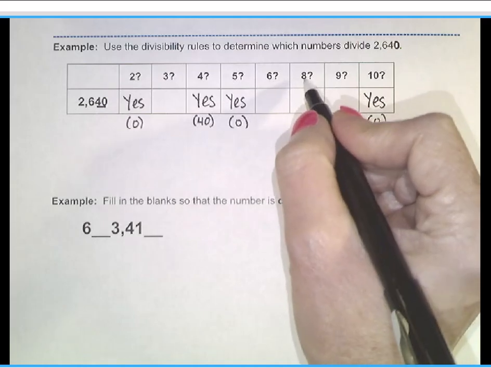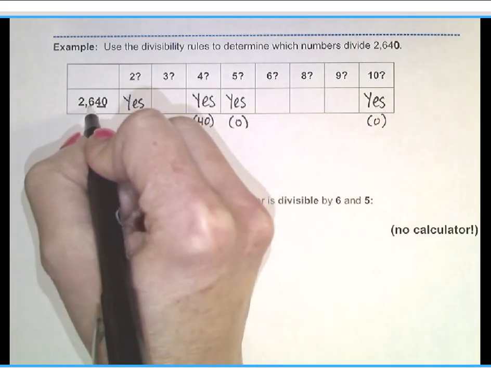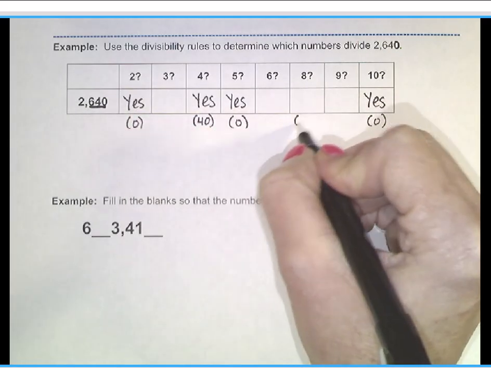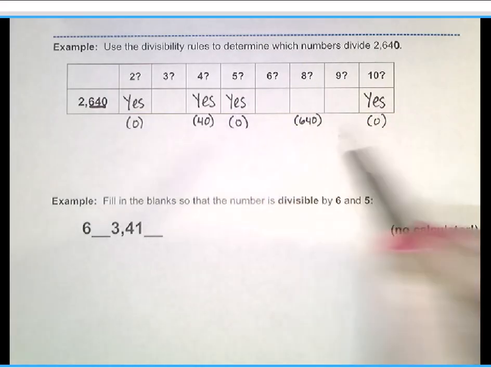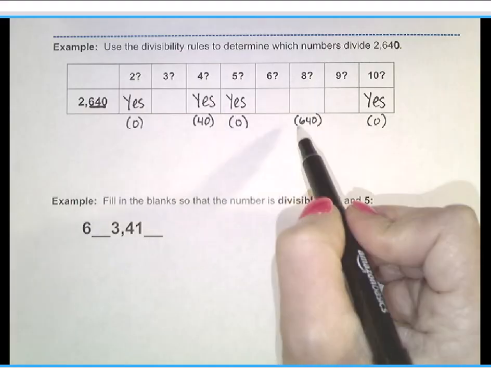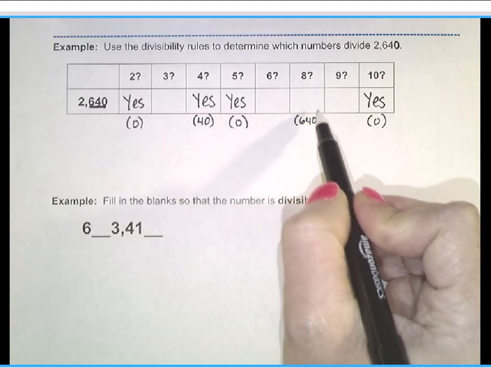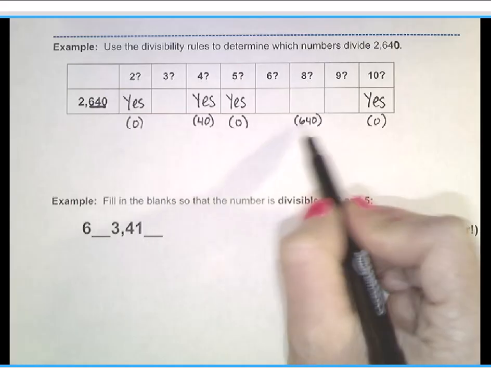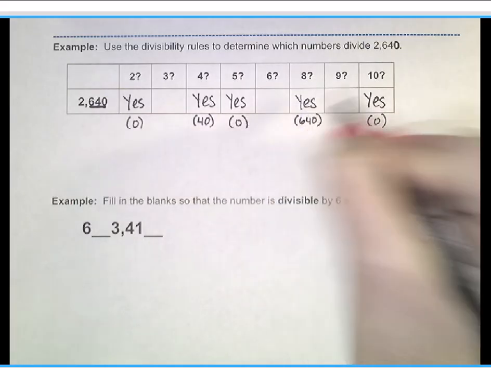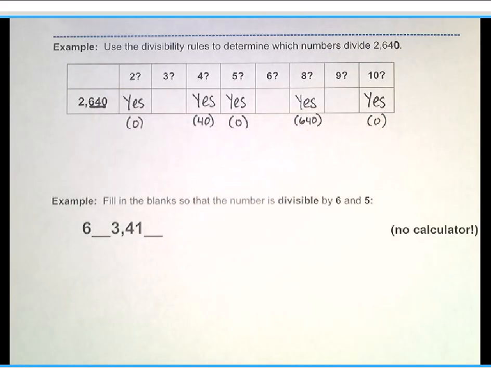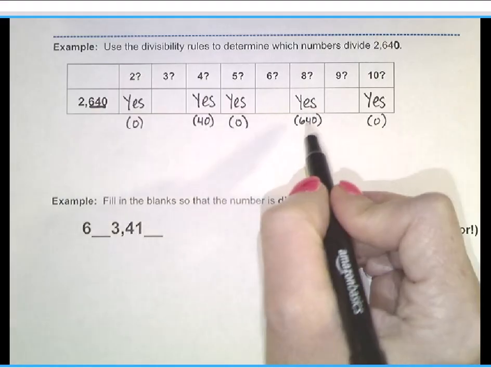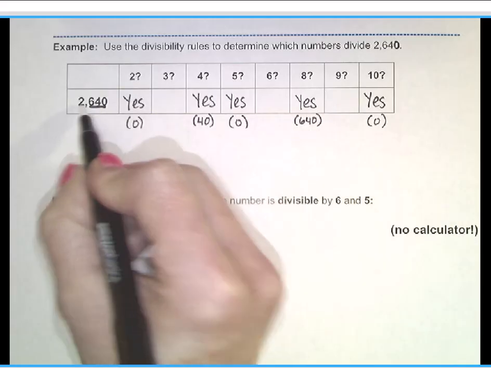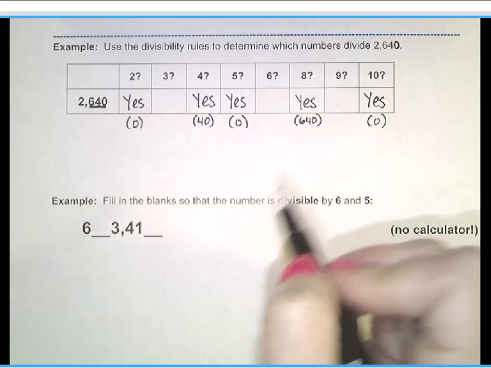For 8, you look at the last 3 digits. So you look at the 640. So I want to know, does 8 divide 640? Well, it will. If you think about doing long division, 8 divides into 64 8 times, and then you'd have a 0 on the end. So it does divide 640. And your students could do long division to find out if it divides. But it's better to do long division on 640 than to have to do it on 2640. See, it's saving you some work.